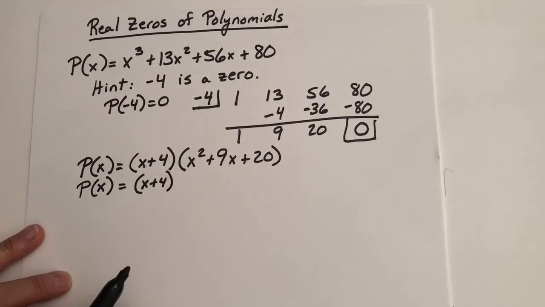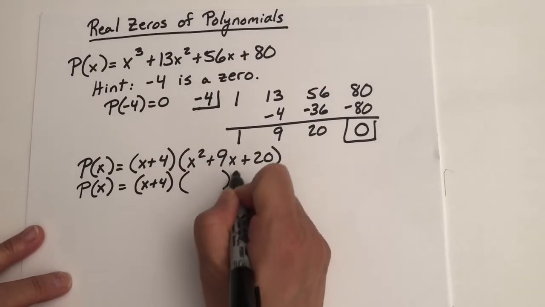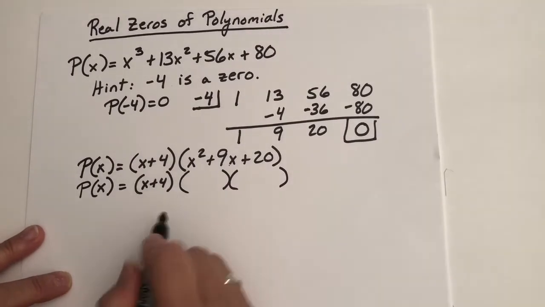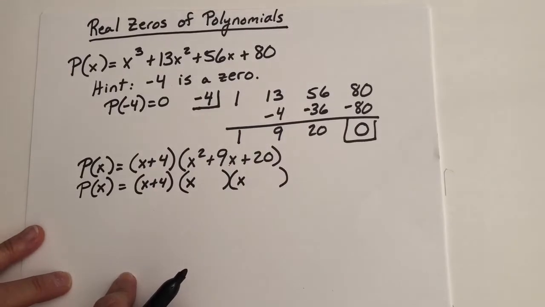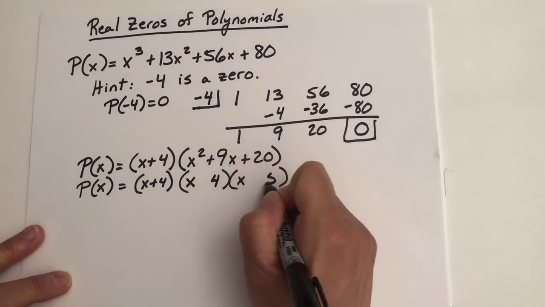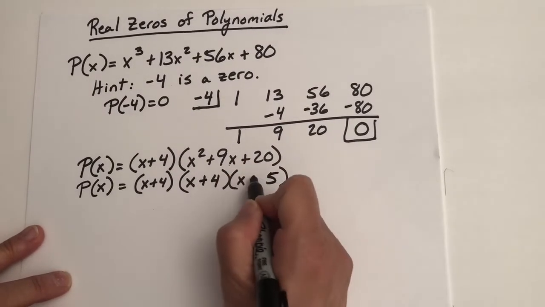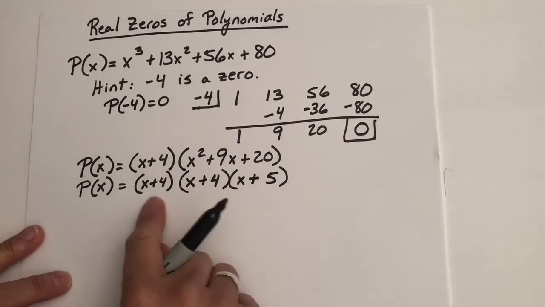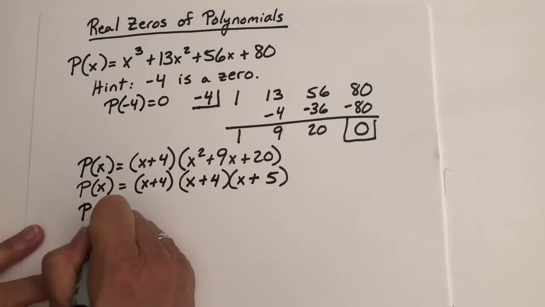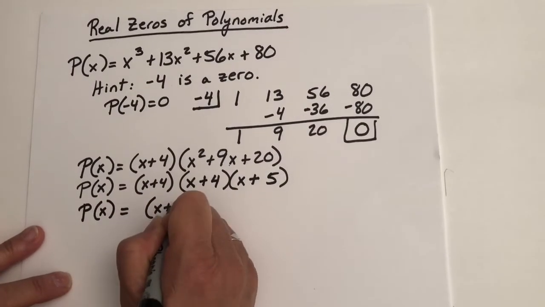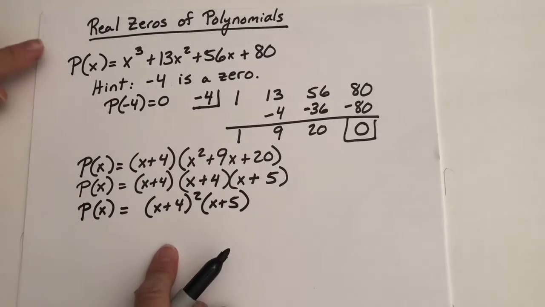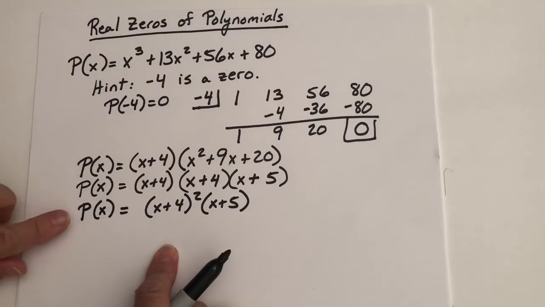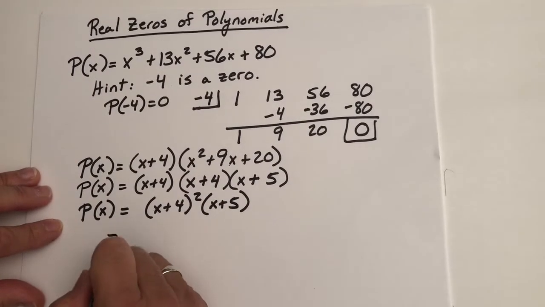You can use whatever strategy you have for factoring trinomials. I use trial and error, so I know my x squared gets broken up into x and x. 20 has possibilities of 1 times 20, 2 times 10, or 4 times 5. But we know a 4 and a 5 will work to give us that 9 in the middle. We need pluses in both places. And it'd be a little bit nicer if we wrote this as P of x equals x plus 4 squared times x plus 5. So we have our initial polynomial in factored form, and we could state the zeros.